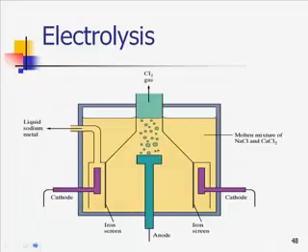Electrolysis, here's a good example of where we are taking a molten salt and we are reducing the cation and oxidizing the anion.